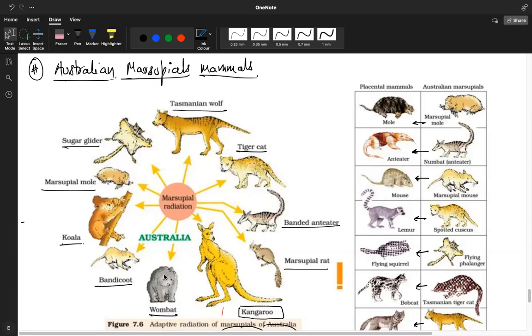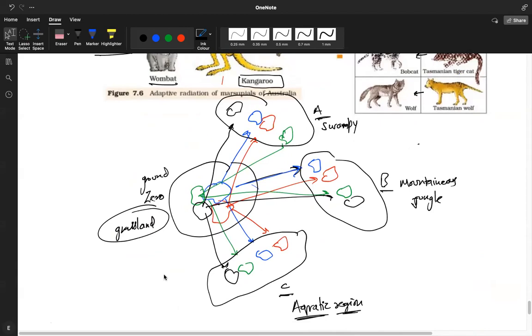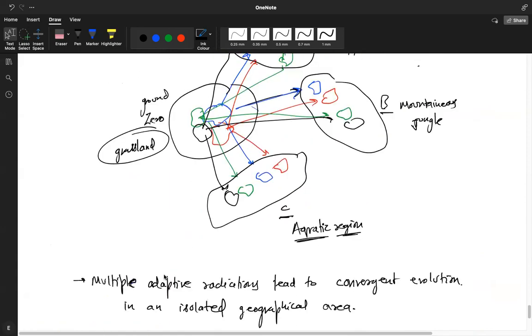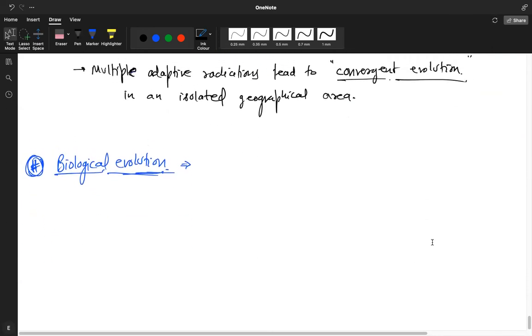We talked about that, and we saw how radiation occurred over there, and then we also had a question about grassland. I also told you that if multiple adaptive radiations happen in a particular region, then they can also lead to convergent evolution, right? Was this clear? Or do you want me to repeat this? Yes, it was clear.